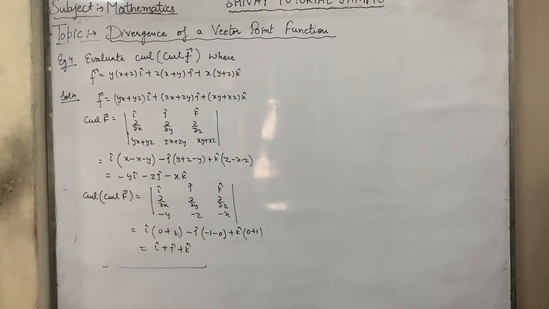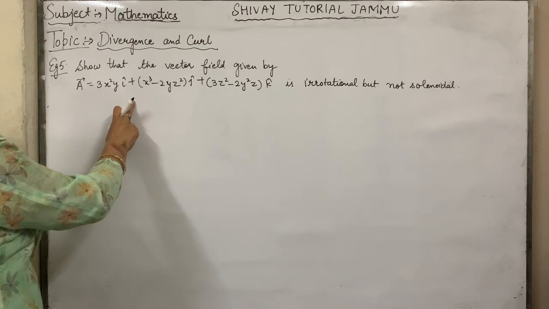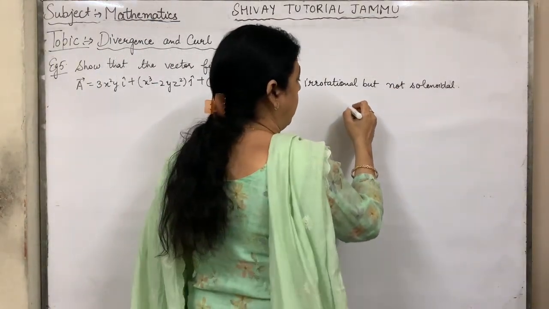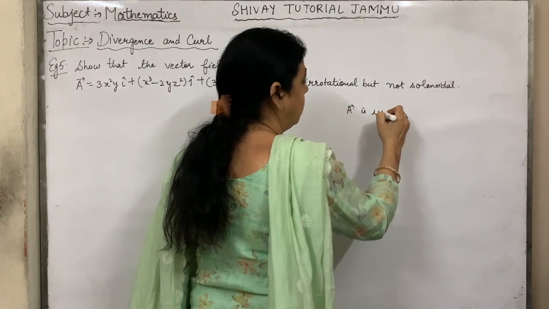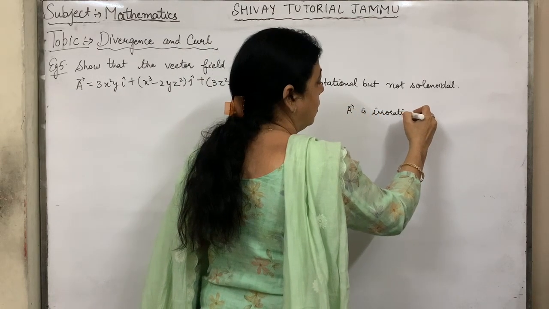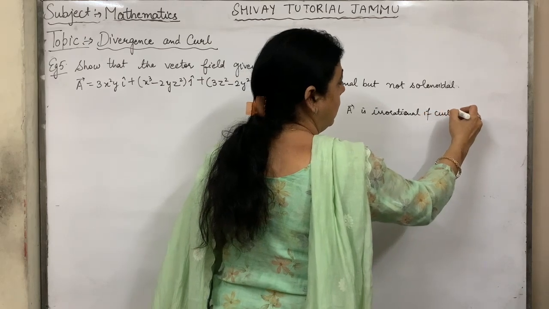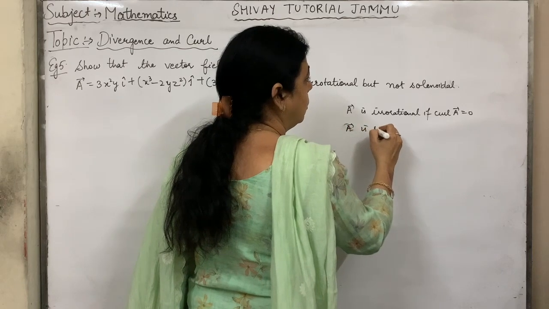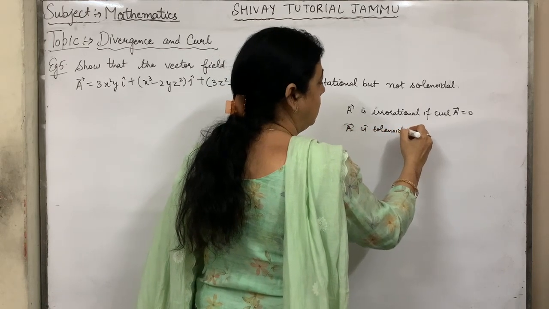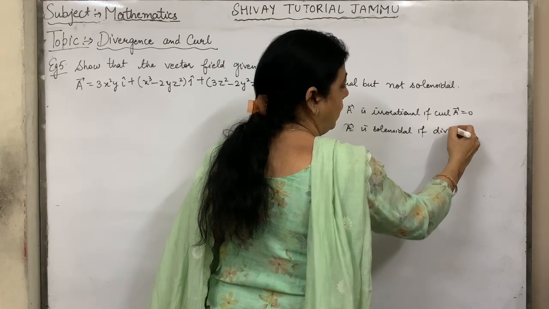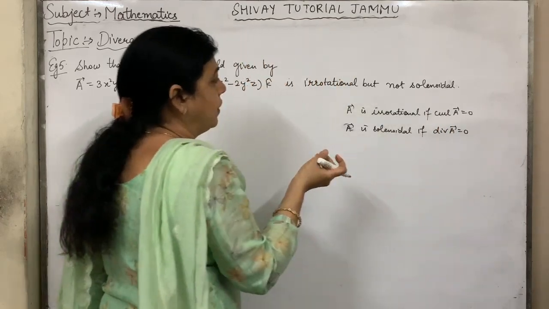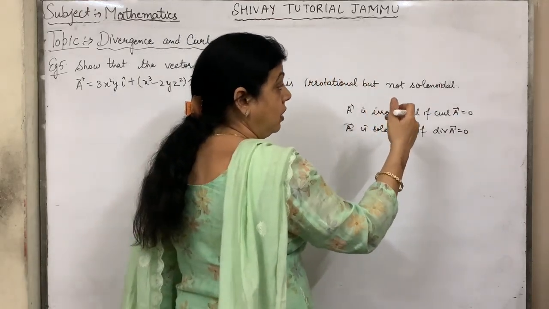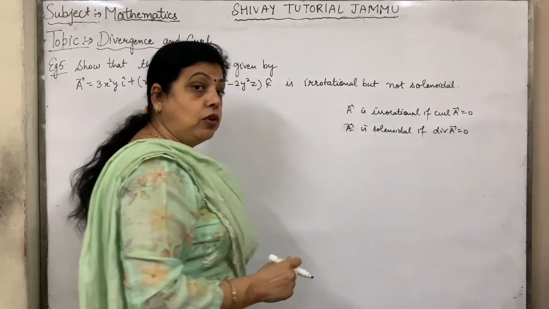Clear? Example: a vector is given to you and we have to prove that it is irrotational but not solenoidal. So a vector is irrotational if curl of A is 0 and vector A is solenoidal if div of A is 0. So we have to prove that it is irrotational, therefore we have to prove that curl of A is 0, and it is not solenoidal. So therefore div of A is not 0.